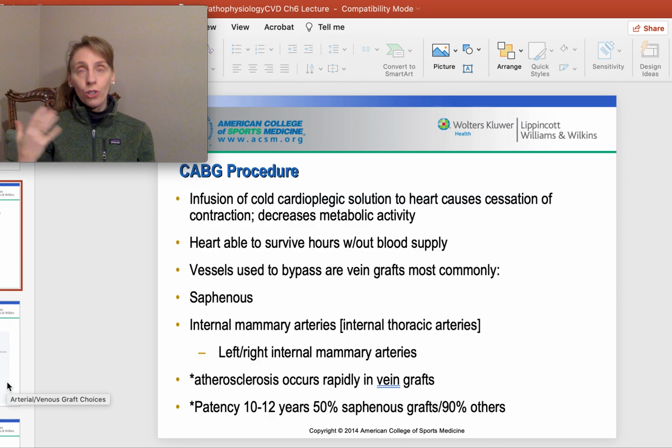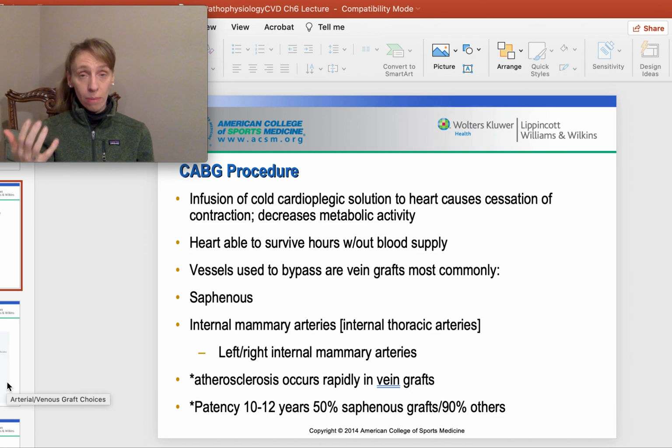So when they're going to use a cardiopulmonary bypass machine, they're going to infuse with cold cardioplegic solution. It causes the heart to stop beating, cessation of contraction. It decreases metabolic demand, and the heart can survive for many hours like this. There are many people in the art whose job is solely to control and maintain what's going on with the cardiopulmonary bypass machine.